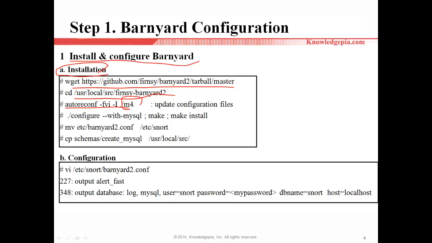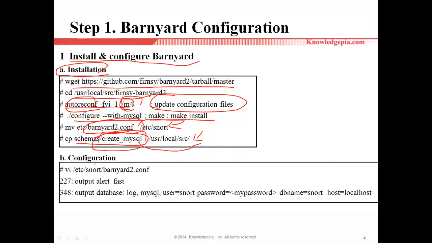-fvi -I m4, where m4 is the name of the directory. The autoreconf command updates the configuration files. In this case, we will use this directory. After that, run configure with MySQL and make install. Then move the Barnyard configuration file to the Snort directory. Also, we need to copy the create_mysql file to /usr/local/src, because later in the SQL configuration, we will use this file.